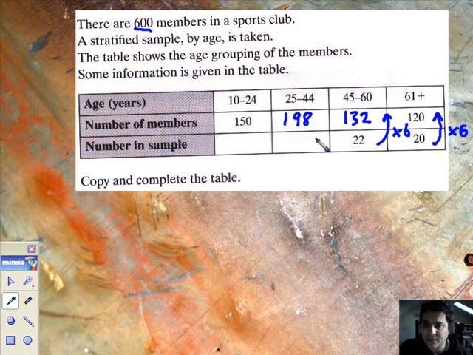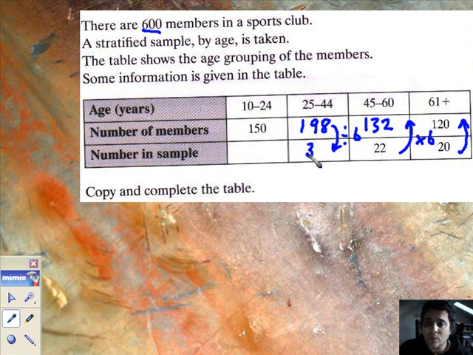Now I can then work out the sample that goes here. What do I do to 198 25 to 44 year olds to get a sample? Well, let's just divide by 6 to find a sixth of that number, and that will give me a sample of 33 for that stratum. Similarly, divide that by 6 and I will get 150 divided by 6, 25. There you go, and that's my sample that I require for this situation to be true.